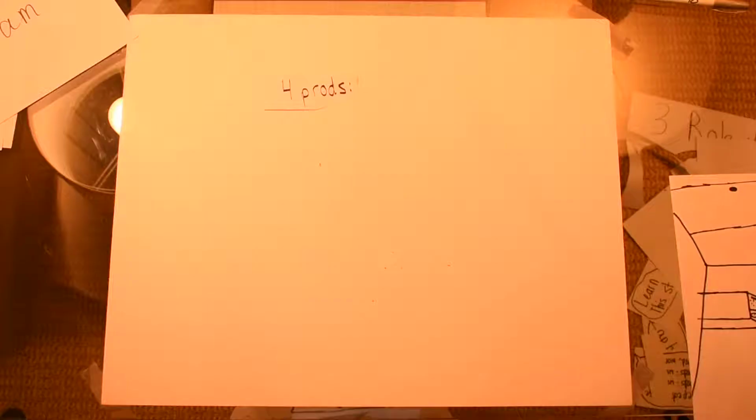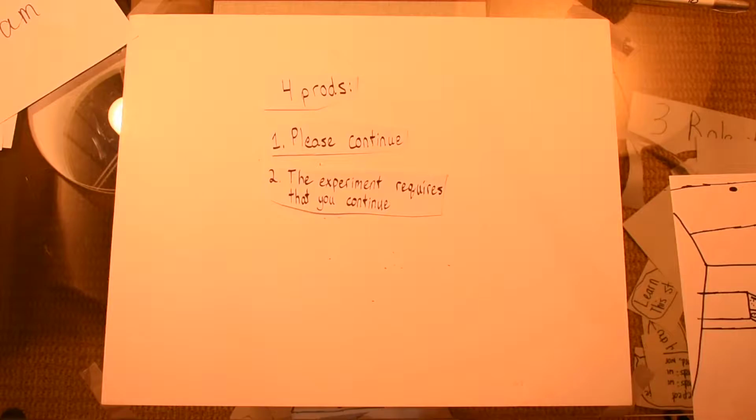If the subject is ever hesitant throughout the experiment, the experimenter is allowed to give four prods in sequential order. The first being, "Please continue." The second, "The experiment requires that you continue." The third, "It is absolutely essential that you continue." And the fourth, "You have no other choice, you must go on." If the subject denies the experimenter after the fourth prod, then the experiment is over. And so the experiment begins.